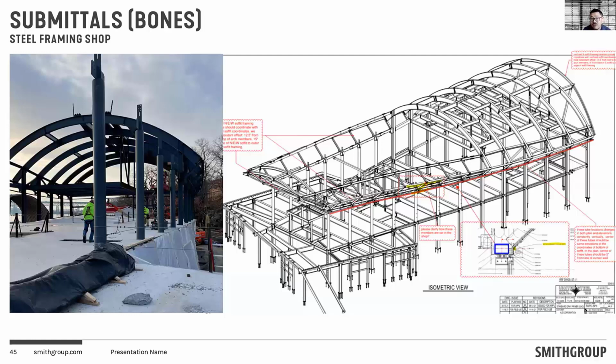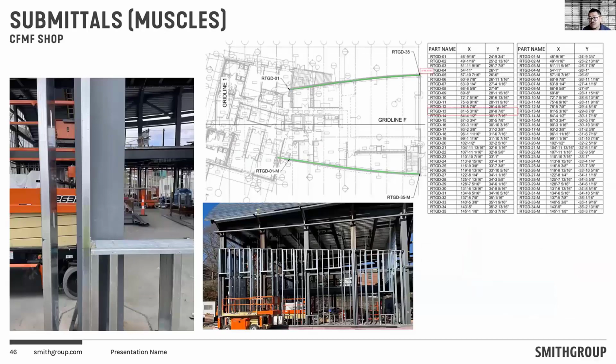And next slide. The second category of submittal, which I think of as the muscle of the project, and this one, which is the cold-formed metal framing submittal, is the most important one for this project because we rely on the cold-formed metal framing to frame the whole building facade with every 3 feet segment.